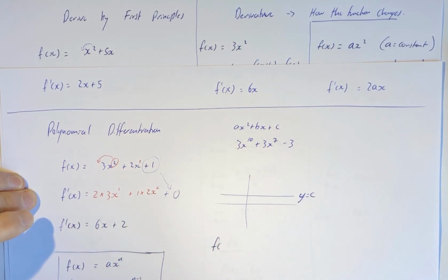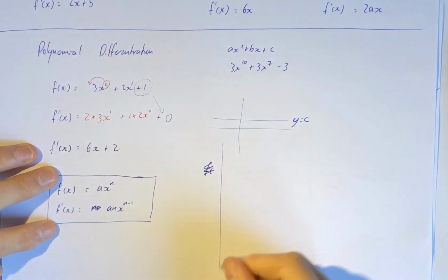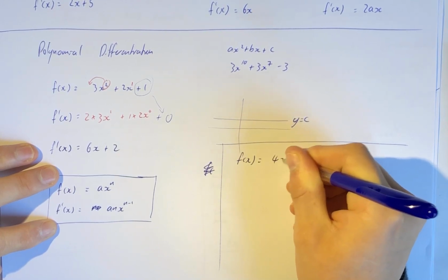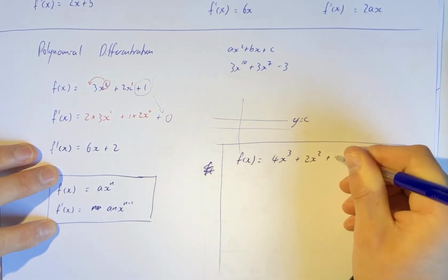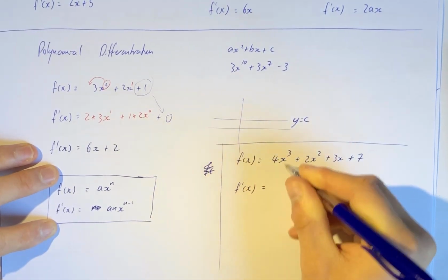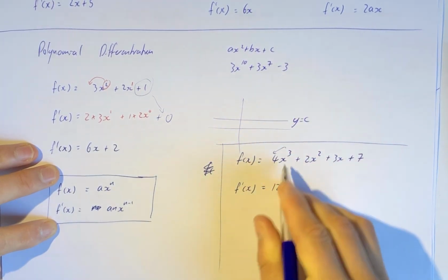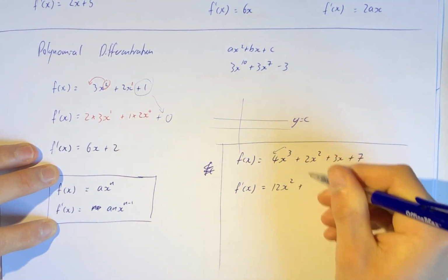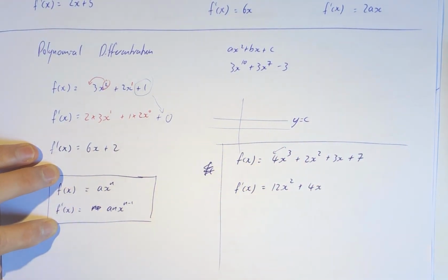So I'll do one more example. Let's have a look at one more example just over here. Let's go f of x is equal to 4x cubed plus 2x squared plus 3x plus 7. Well, f prime of x is times by the 3, the x reduces power by 1. So that's going to go 12x squared. Bring the 2 down the front, so 2 times 2 is 4, x, reduce the power. When we reduce the power to 1, we don't write the 1.